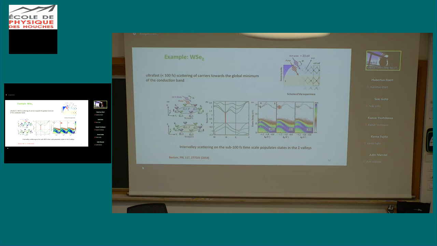Now if you look at how that develops with time, at 120 femtoseconds, so just 100 femtoseconds later, you can see that there is a transfer of this occupation into the next valley, which is called sigma here, which is a little bit deeper than this one. There's a transfer of the population. And this means that there is intervalley scattering, which goes faster than 100 femtoseconds and populates states in the sigma valley. So this is a very nice study, which I want to show you as an example for time-resolved optics.